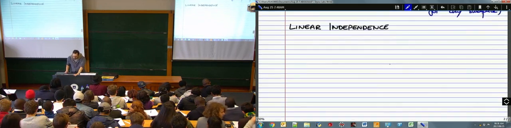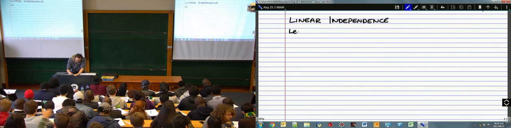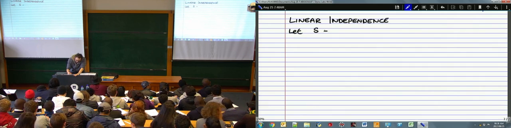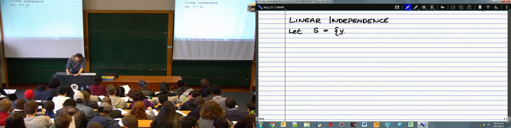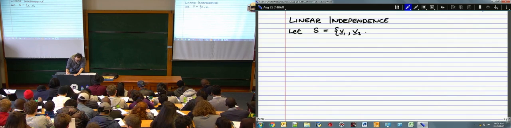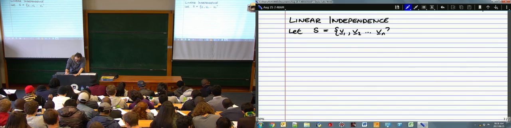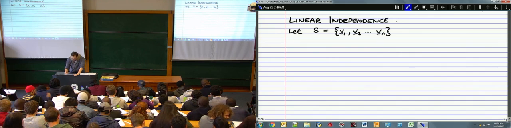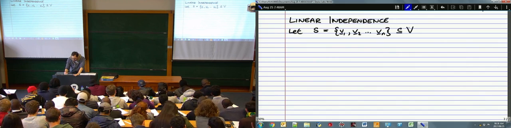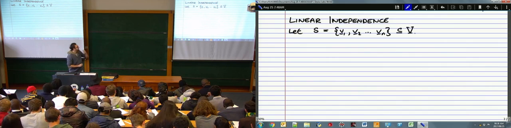Okay. So we start with let S equal some set here, V1, V2, up to Vn. Let S be a subset of some vector space V.